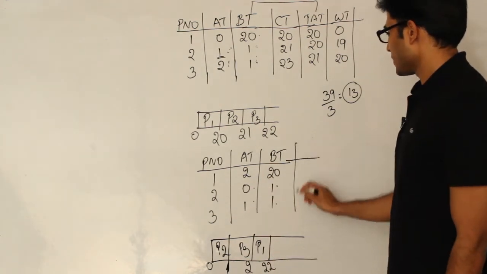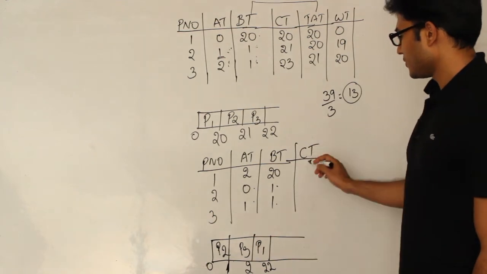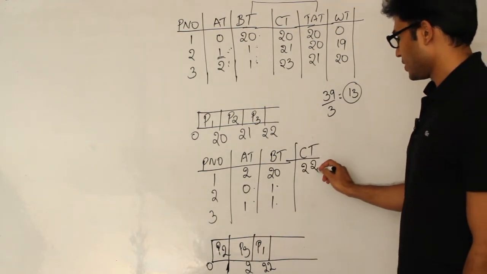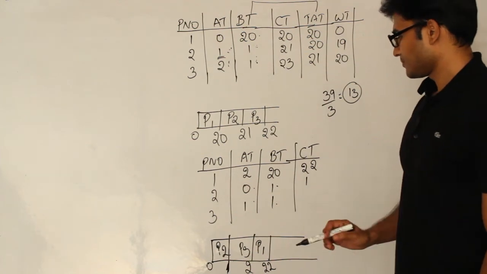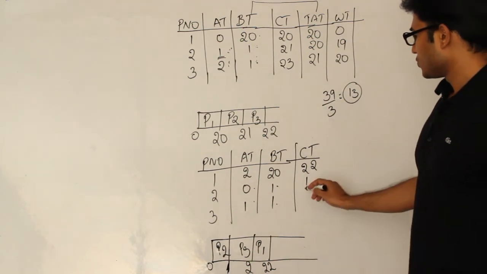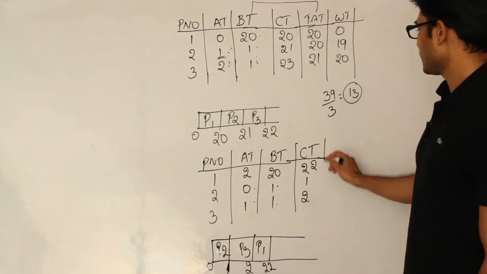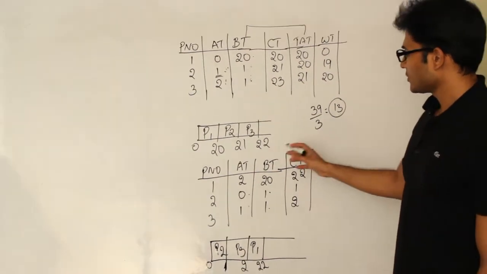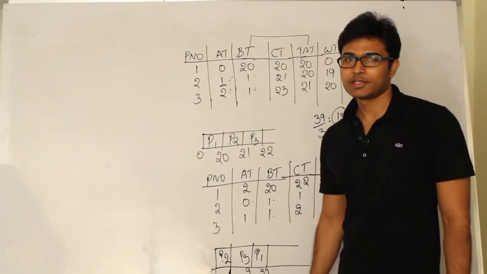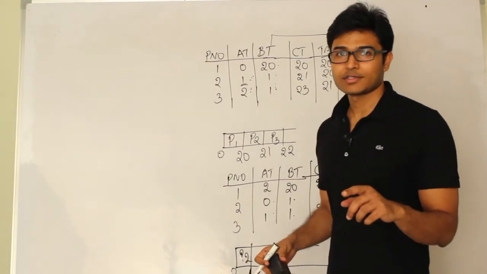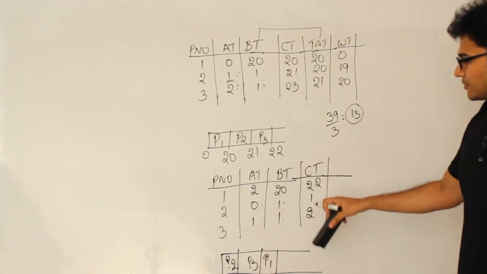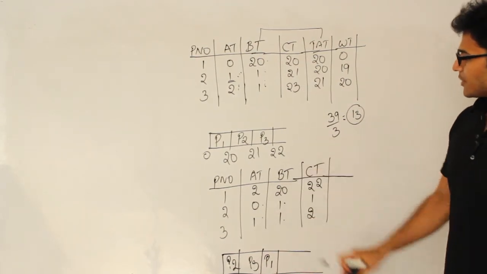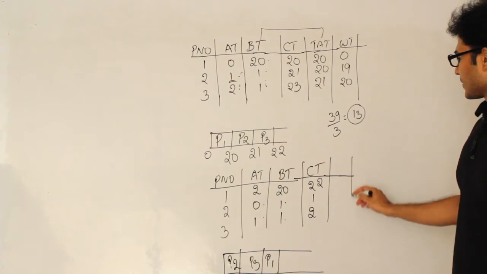Then you write the completion times. So completion time of P1 is 22, P2 is 1, and P3 is 2, right? If you observe one thing, completion time will always be greater than burst time, isn't it? Logical. The reason is, in order to complete a process, we need to finish the burst time, right? Completion time and burst time, the relationship will be completion time will always be greater than burst time, right?